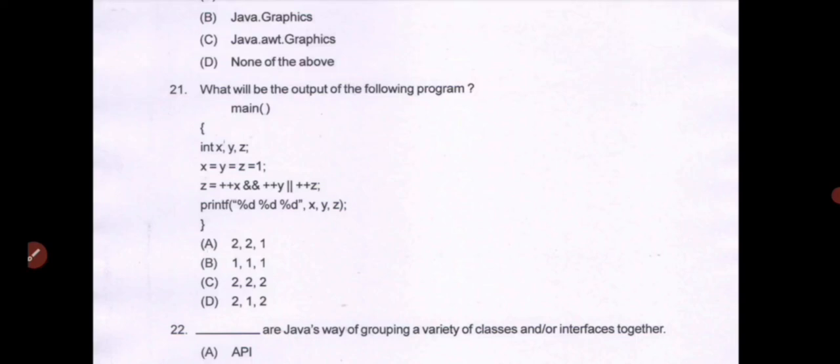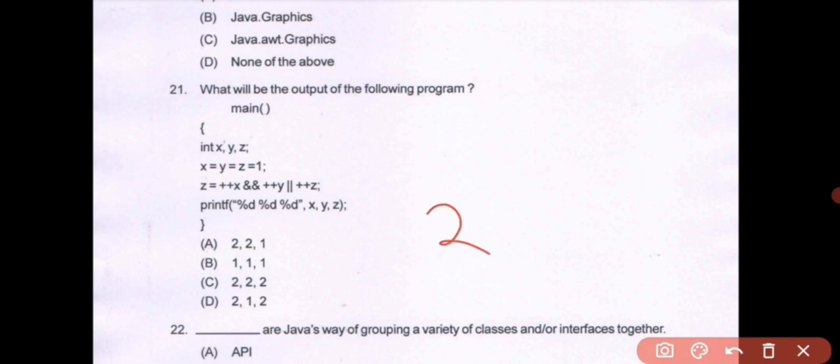Since both ++x and ++y are non-zero, the operator returns true, value 1. The operator does not need to evaluate ++z because the left hand side of the operator is already true. So therefore z remains unchanged. The printed value is 2, 2 and 1. So the correct answer is option A, 2, 2, 1.